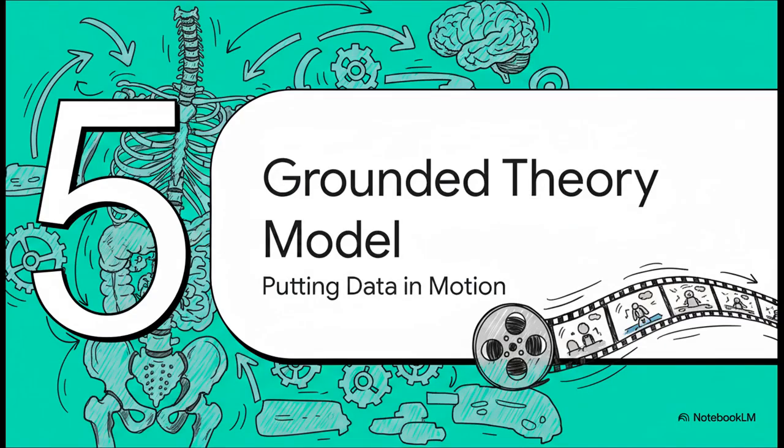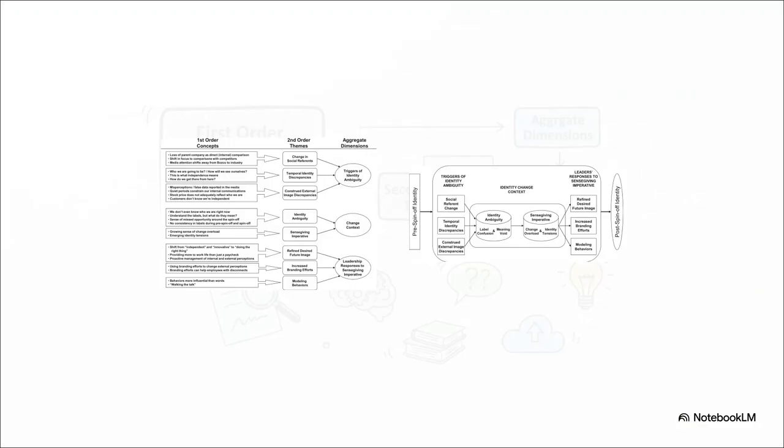Section 5. The grounded theory model. Putting the data in motion. But we can't stop there. While it's absolutely crucial, the data structure is really just a static photograph of your findings. It's the anatomy. To truly understand a process, we need to put that photograph into motion.